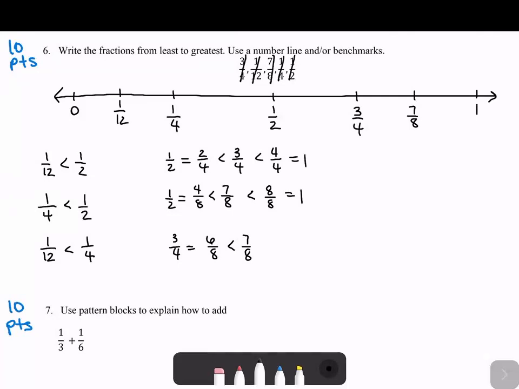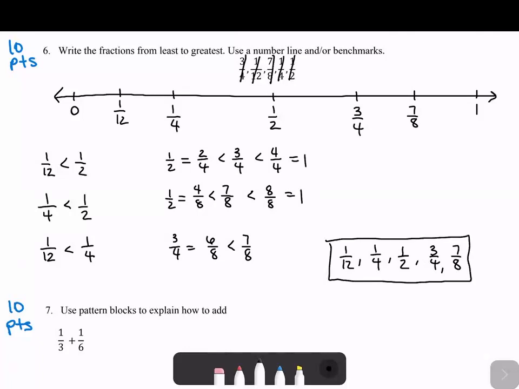So now we've placed both of these. All we need to do is write this in our final form, from least to greatest. The least is 1/12, then 1/4, then 1/2, then 3/4, and then 7/8. So this is our final answer in order from least to greatest. And remember that your work is just as important as your answer. Although I do appreciate when you box your answers so I don't have to find it in the middle of your work, your work is just as important, if not more important.